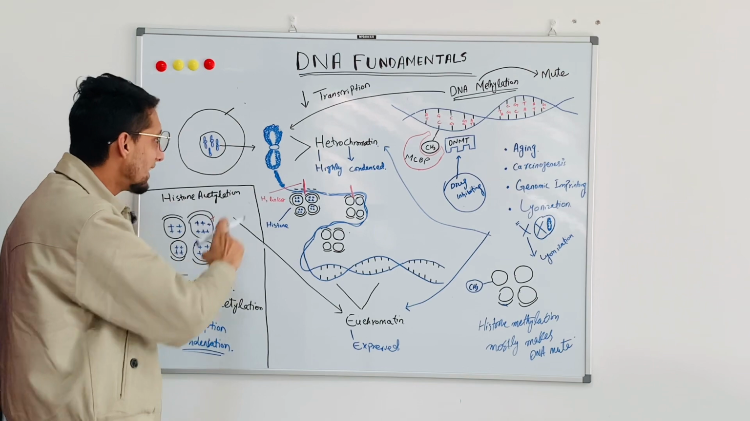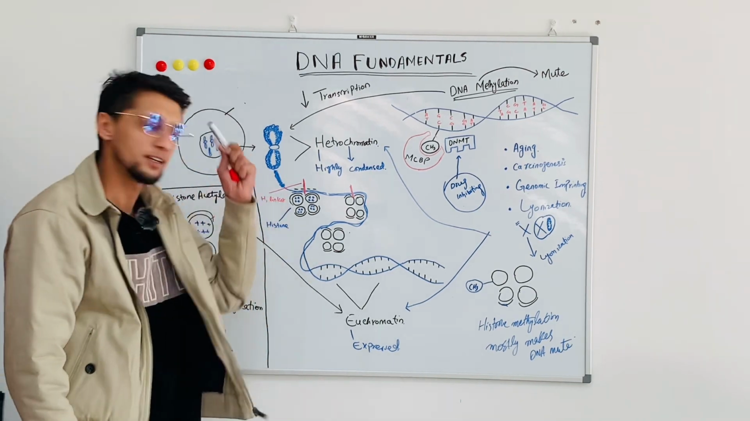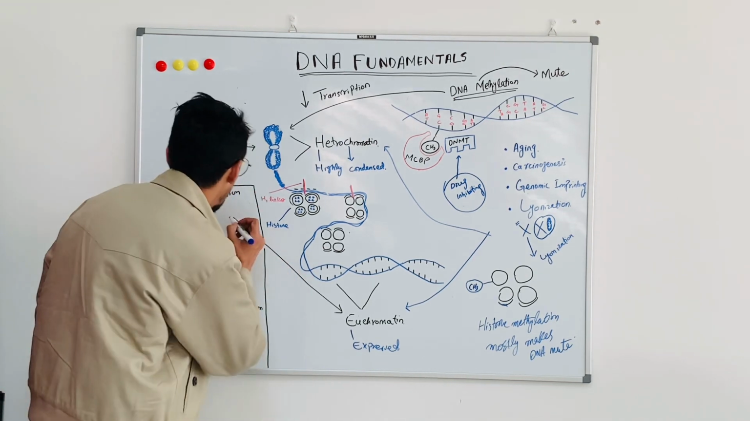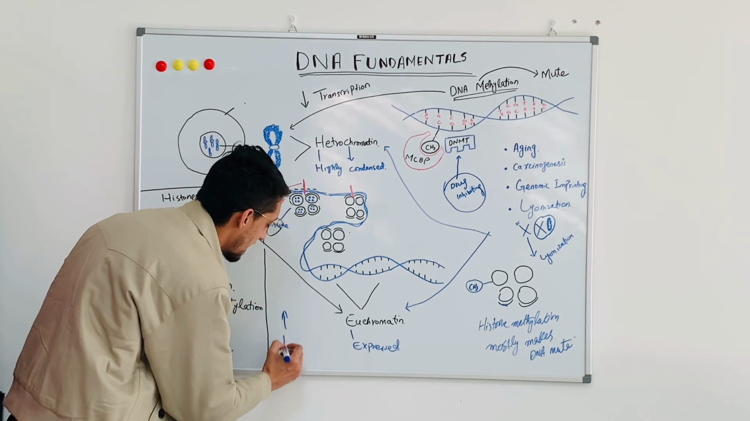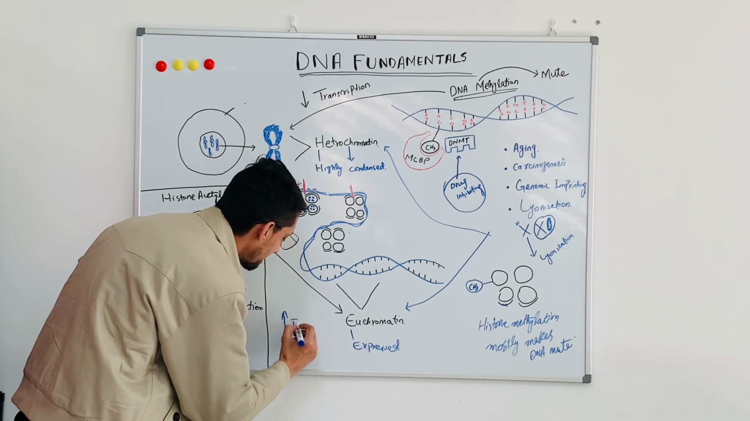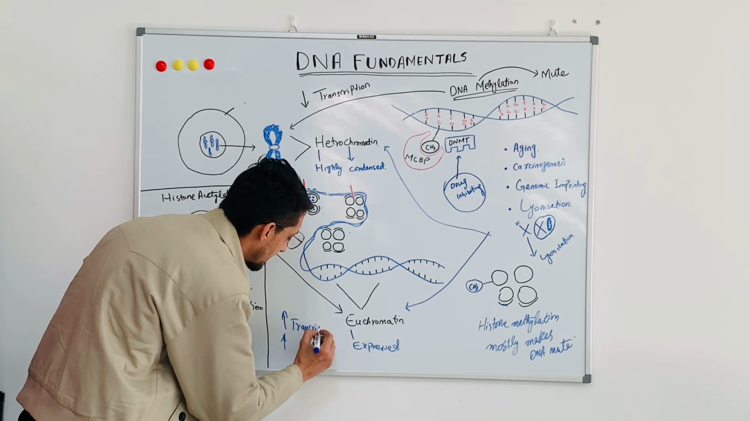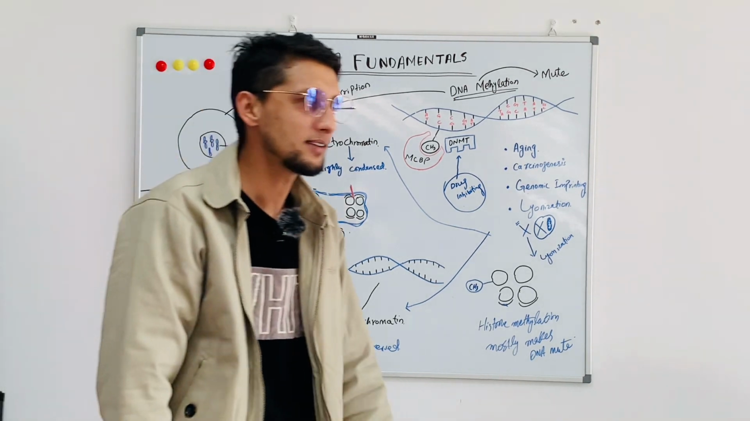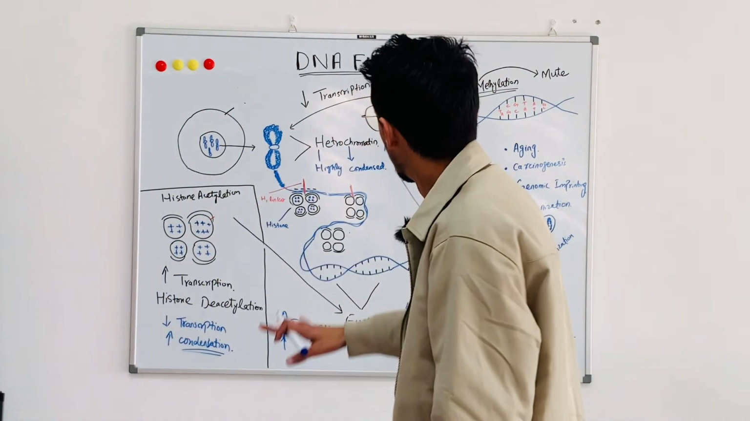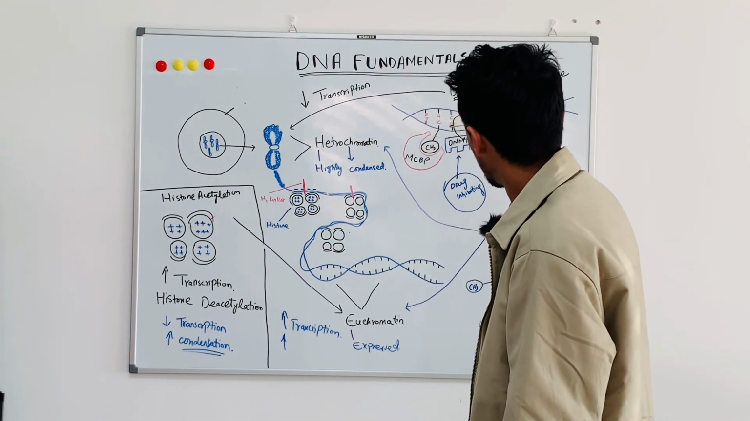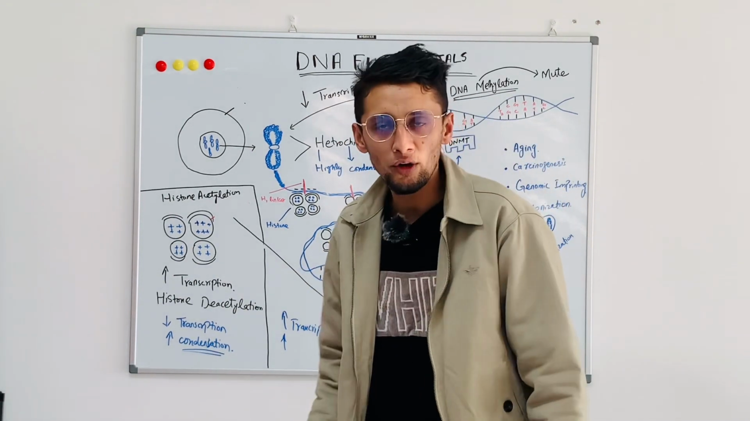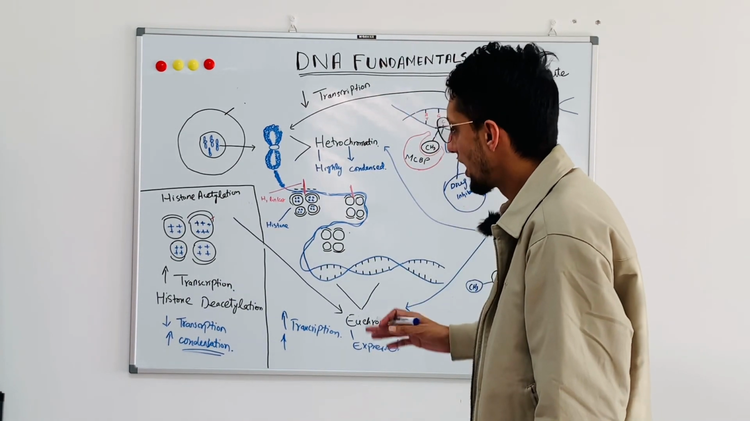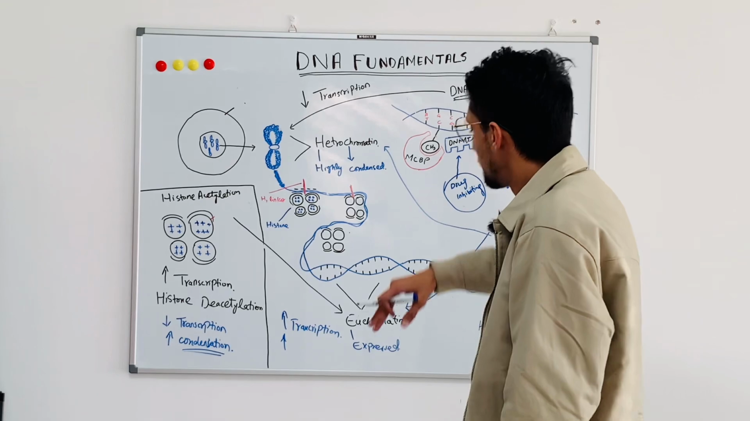And histone acetylation is required for the expressive DNA to transcribe and to translate into proteins, right? It increases the transcription. So these are the basic fundamentals that are very necessary to have in your mind before going into the details of the DNA. So let's move toward further details.